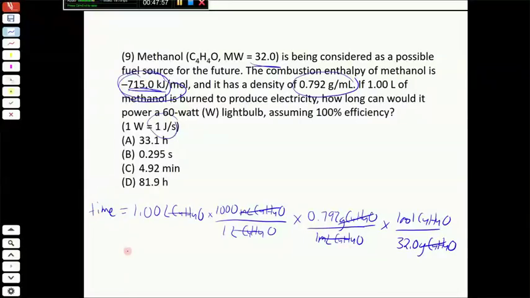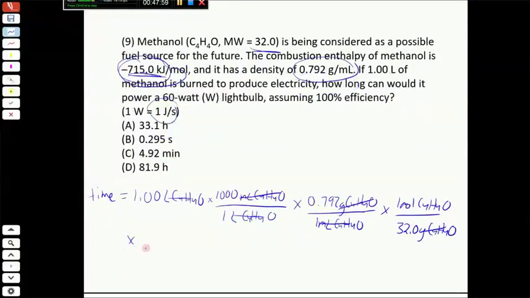So if we multiply this now, continuing on by the enthalpy of combustion, 715 kilojoules of energy are produced when we burn 1 mole of methanol. So now we know how much energy we get out when we burn that 1 liter of methanol. If we have that much energy, how long can we power a 60-watt light bulb? And so the next thing to do is realize that watts is joules per second, so we're going to convert this number into joules first. 1,000 joules per 1 kilojoule.